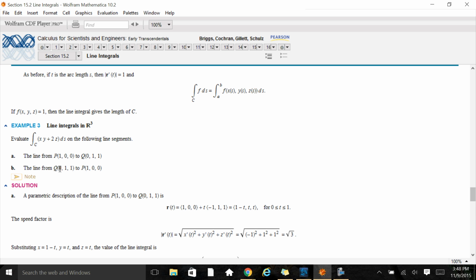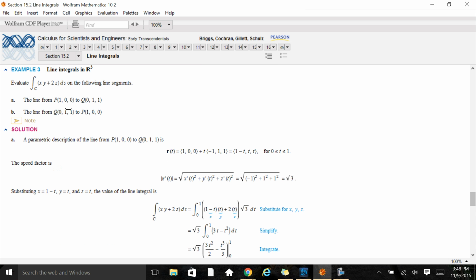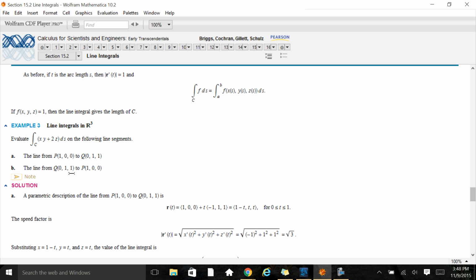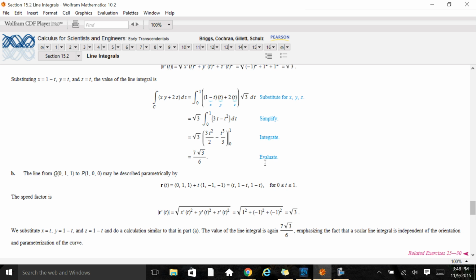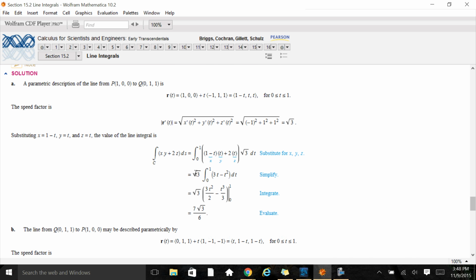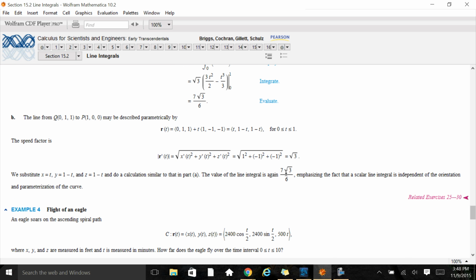Now going with part B here, we're going from 0, 1, 1 to 1, 0, 0. I'm basically doing the same thing, but we have a different parameterization. We're going to start at 0, 1, 1, and then to get to 1, 0, 0, we're going to go up 1, down 1, down 1. So you can see our form for that one: up 1, down 1, down 1. And again, t is going to go from 0 to 1. Again, the speed is square root of 3. Substituting in and doing the same kind of things that we did before, it turns out you again get 7 square roots of 3 over 6.